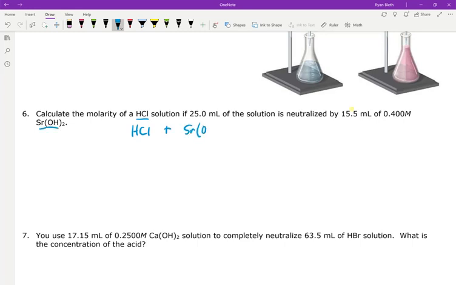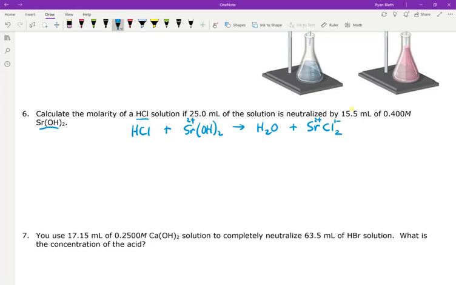So here's Sr(OH)2. Now when those combine, it's still an acid and a base, so we're still going to get water. And we're still going to get a salt. We're going to take the strontium here from our base with its 2+ charge. And we're going to put that with chloride from the acid with its 1- charge. And when those get together, we get a SrCl2 like that.